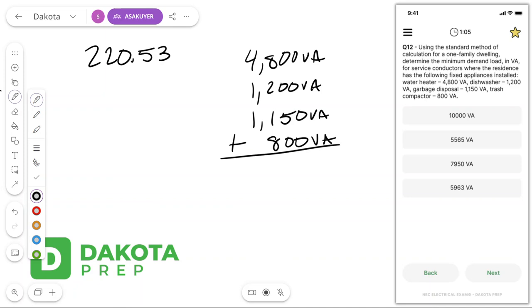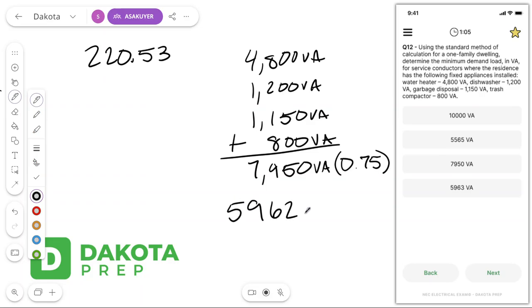So we add these all up, plug them into our trusty calculator, and we get a grand total of 7,950 volt amps. Okay, so for our demand, we can apply 75%. We can derate that 75%, right? Apply a 75% demand factor, that is. So plug that into our trusty calculator. It gives us a grand total of 5,962.5 volt amps.